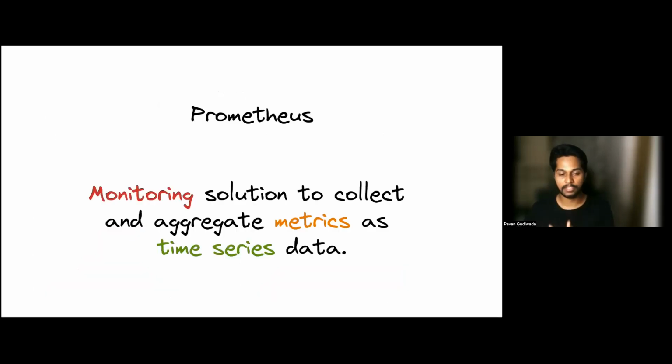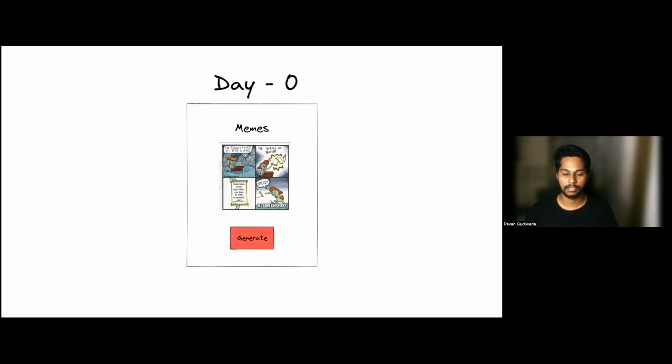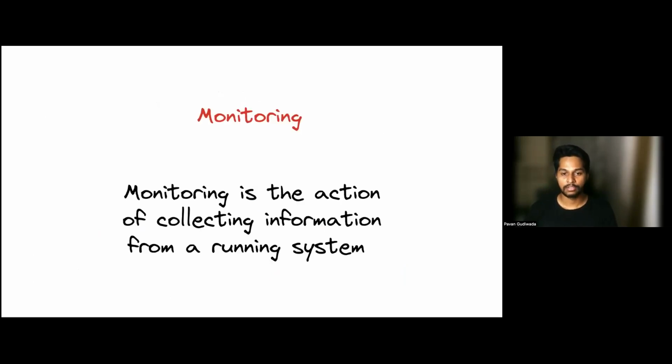Now using the example, we'll try to understand 3 main important concepts, which are monitoring, metrics, and time series. So on day 1, when you created the application and it was not working, what you decided was to actively collect data from what's happening there. So that is called monitoring. Monitoring is the action of collecting information from any running system. Here, the running system is your website, and you wanted to actively gather data from the system to make some conclusions after some time.